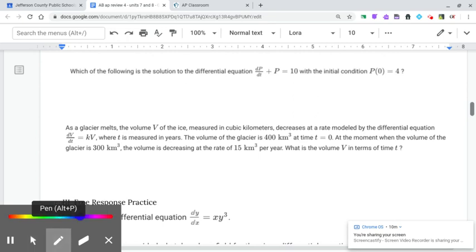All right. Which of the following is a solution to the differential equation? Now, I obviously stripped off the multiple choices to this, but just basically find the solution to the differential equation and solve for p, please, in your answer.